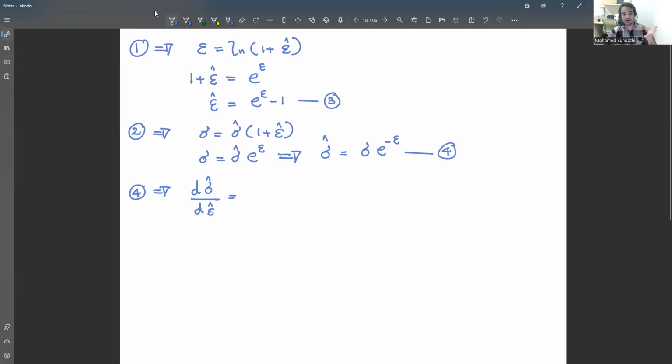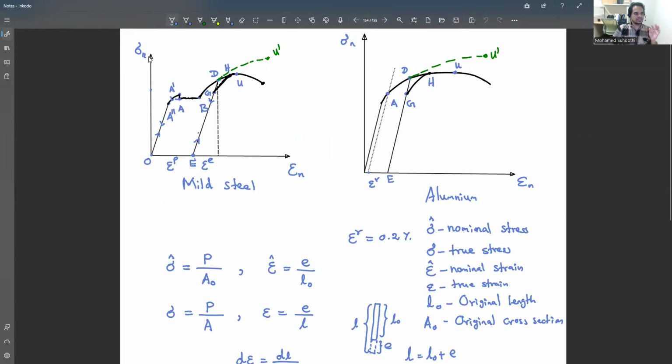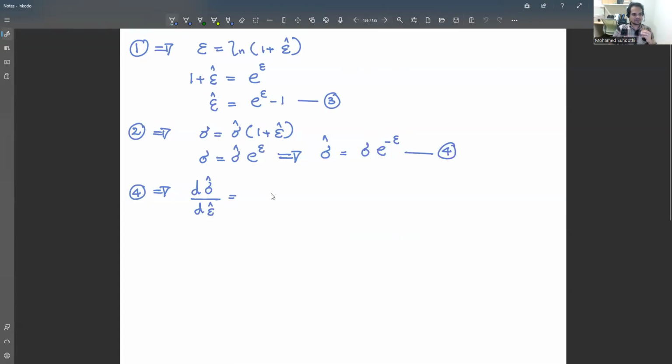So what is this one now? I am trying to find the slope of this curve, right? This is nominal stress and nominal strain. Slope of this curve. Okay, right? I am finding the slope of this curve from equation number 4.